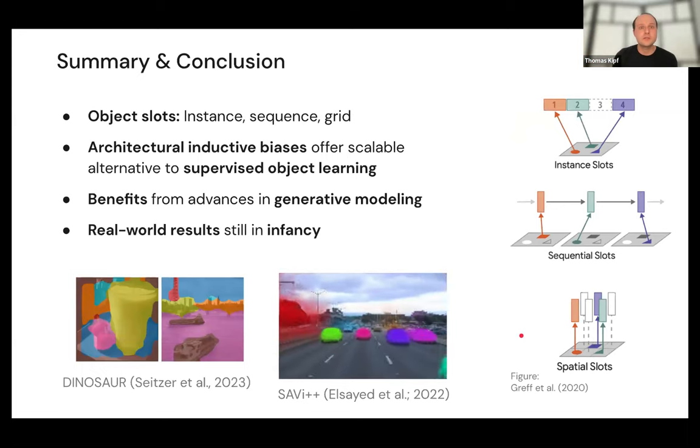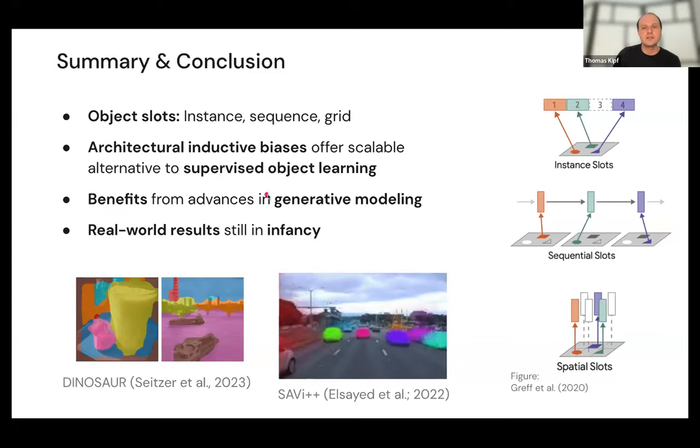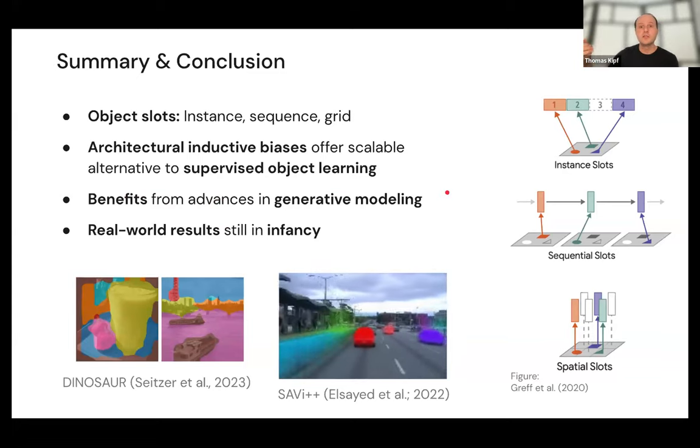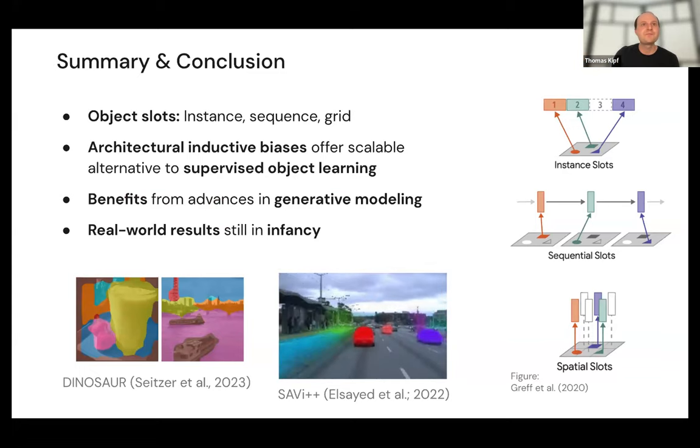So we've talked about object slots in terms of instance, sequence, and grid-based slots, various different architectural inductive biases, and how they enable a scalable alternative to supervised object learning while being compatible with the way we do supervised learning these days. One exciting aspect is that these approaches benefit from advances, not only in representation learning, but also in generative modeling, because they can integrate those methods. But real-world results are still in infancy, and I'm really excited to see what the community will come up with in the coming months and years.